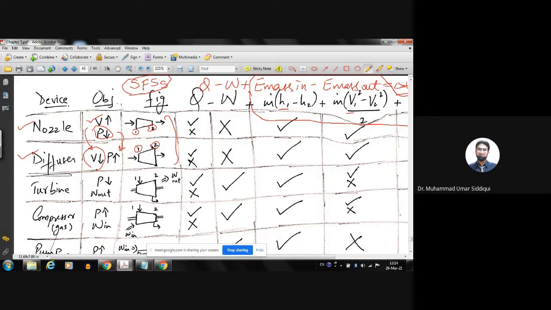Now let's analyze these devices based upon the first law of thermodynamics. The very first term in the first law of thermodynamics is Q. So what is Q? It's the amount of heat going into or out of the device. In this case, for Q, I have written here a tick and a cross. Both are possible. You need to read the question carefully.